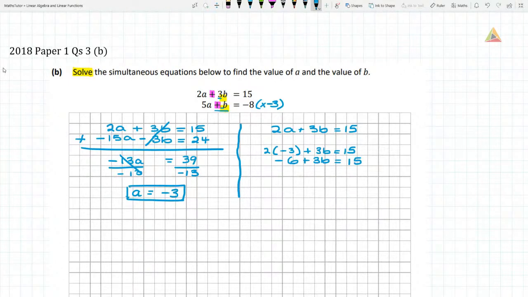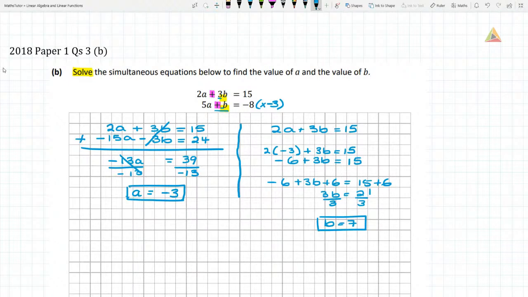And now we have an equation that's just in one letter, b, and we're going to do the same thing to both sides of that equation. So I'm going to add 6 to both sides, and I get 3b is equal to 21, and I divide both sides of that equation by 3, and I get b is equal to 7.